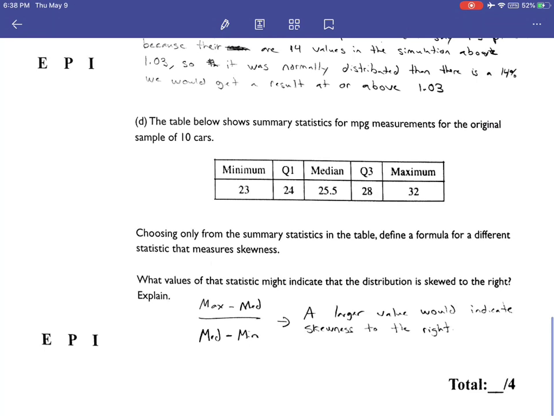And then if it's a lower value than 1, that means it's going to be skewed to the left. So I said a larger value would indicate skewness to the right. There's a couple different options they could have come up with. That was the one I came up with and the one that the AP test rubric put down for their answer. But if you have another one that you think works and you're not sure if it works or not, and want me to look at it, feel free to just email it to me and I'll let you know if that one works or not.